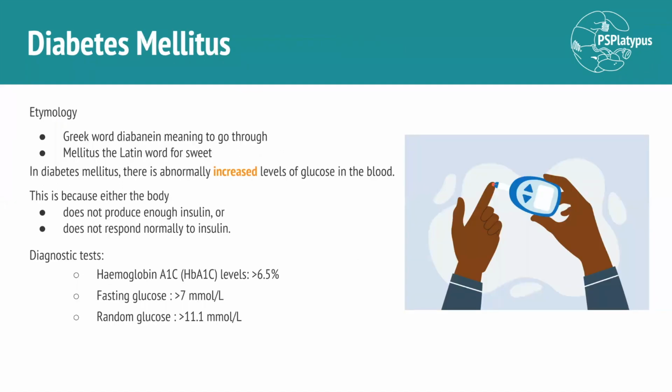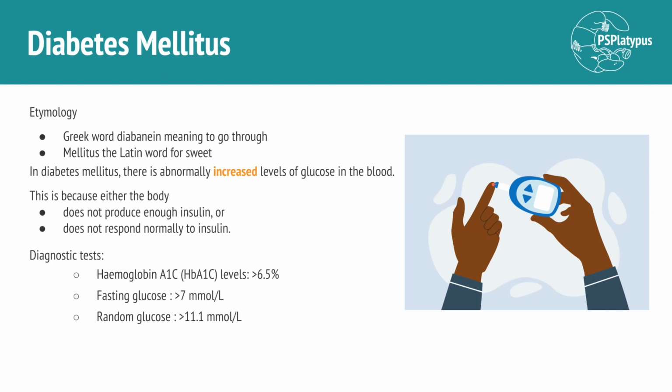Now moving on to diabetes mellitus. Diabetes comes from the Greek word meaning to go through, and mellitus comes from the Latin word for sweet. That's why it's often correlated to the passing of sweet urine. The crux of the disease is that there is an abnormally increased level of glucose in the blood. And this is either because the body is unable to produce enough insulin, or it isn't responding to the normal amount of insulin being present.